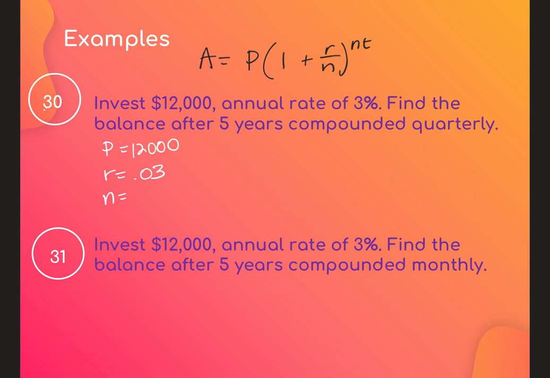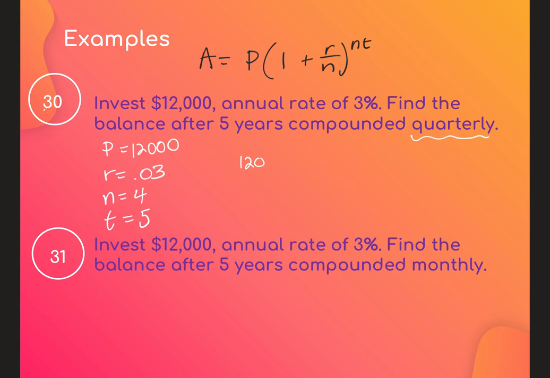N is the number of times a year it's compounded. So what does this say? Quarterly is the number of times. So how many times is that a year? 4. And T is the number of years it's in there, which is 5. That's it. Plug it in.